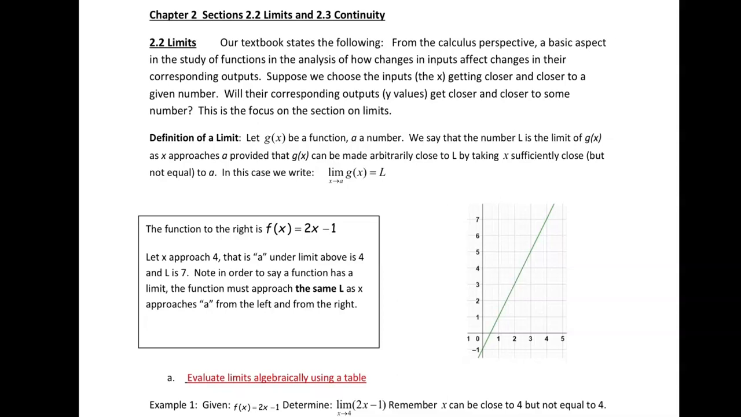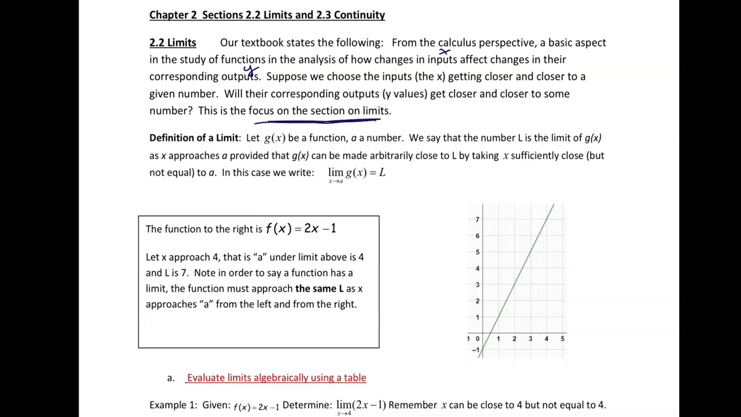From the calculus perspective, a basic aspect in the study of functions is the analysis of how changes in inputs, remember, that means x values, affect changes in the corresponding outputs. So that's the y's. Suppose we choose the inputs, the x, getting closer and closer to a given number. Then the question is, if that's happening, will their corresponding outputs get closer and closer to some number as well? So this is the whole focus on limits, just getting closer and closer.